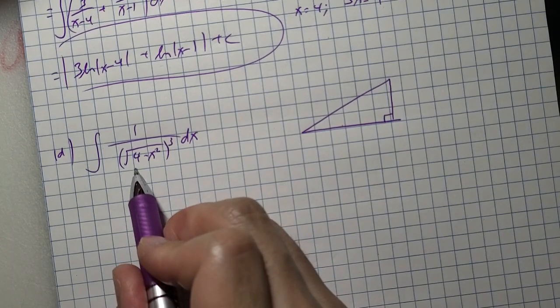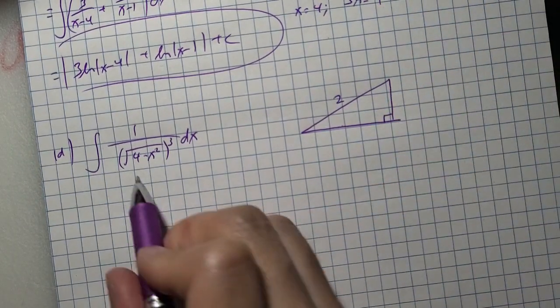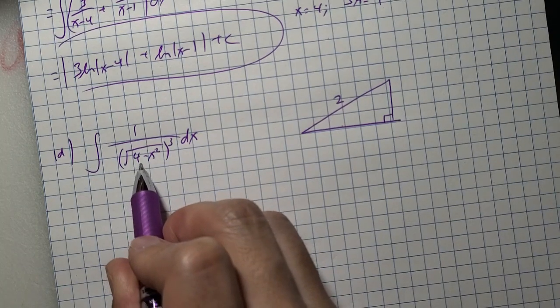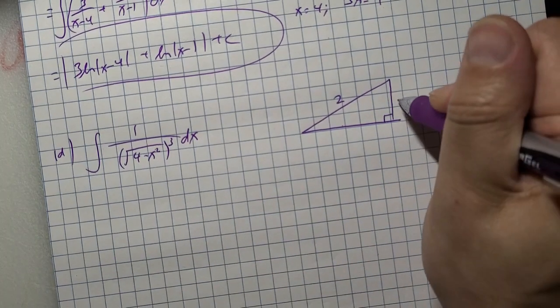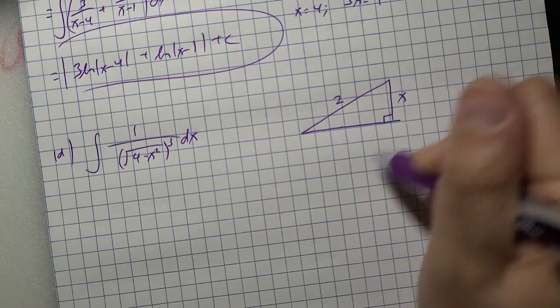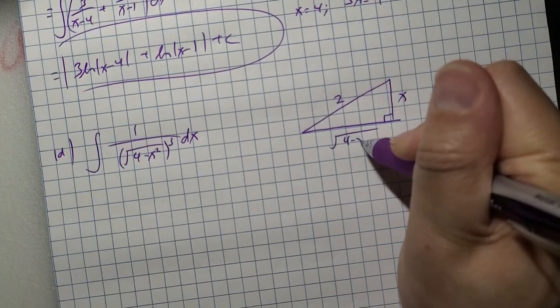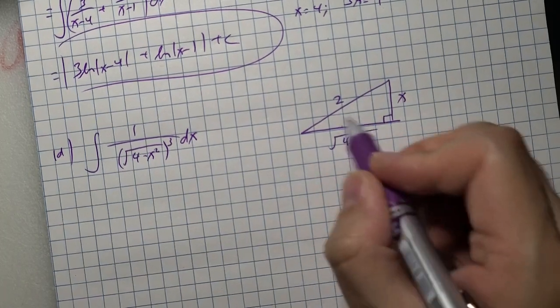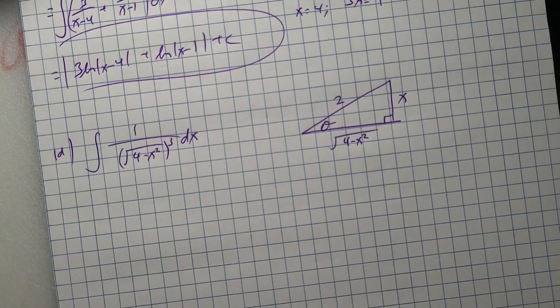We know that 2 has to be the hypotenuse, because it's something squared minus something squared by the Pythagorean theorem. This first term has to be the hypotenuse. And then we know that we have x as one of the sides, and square root 4 minus x squared is the last side. So if you use the Pythagorean theorem, this would work out.